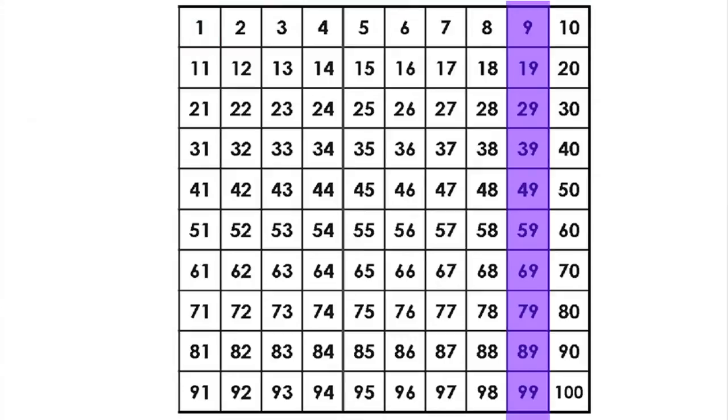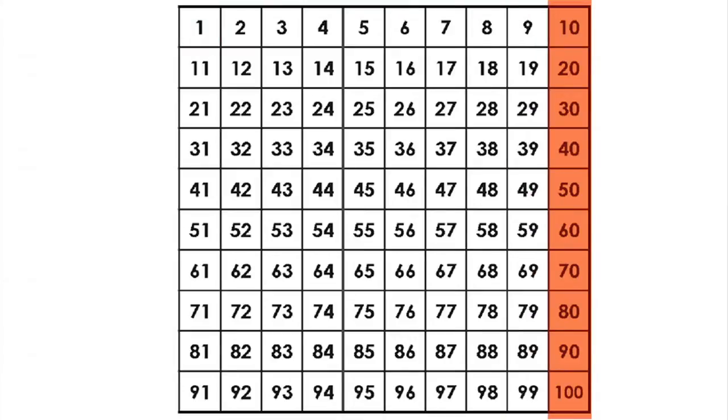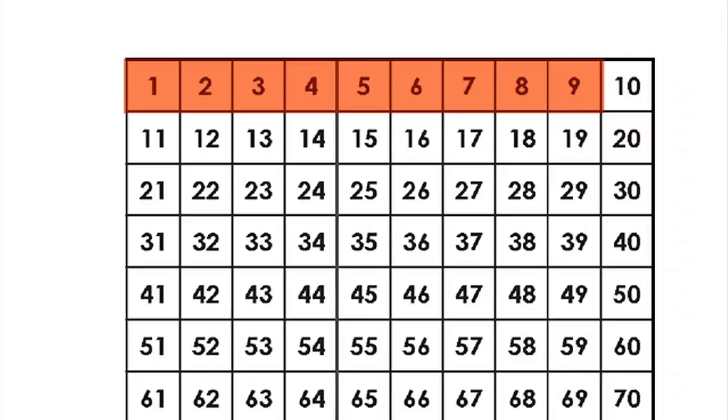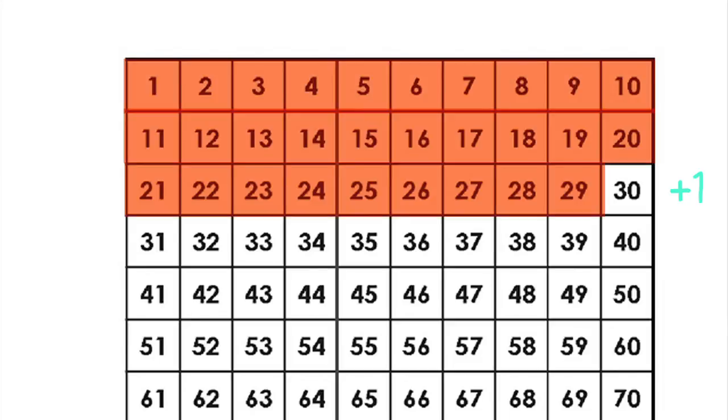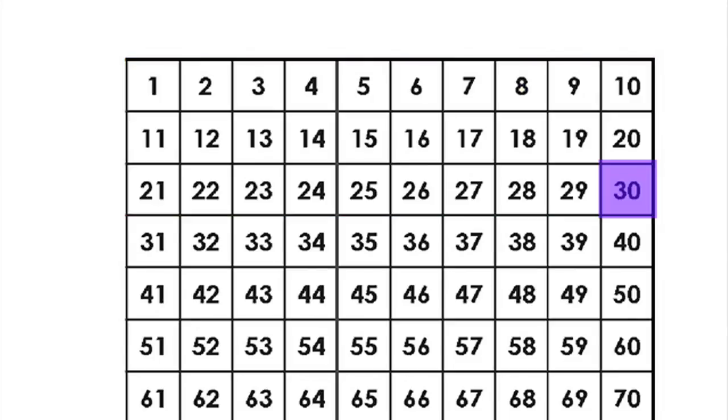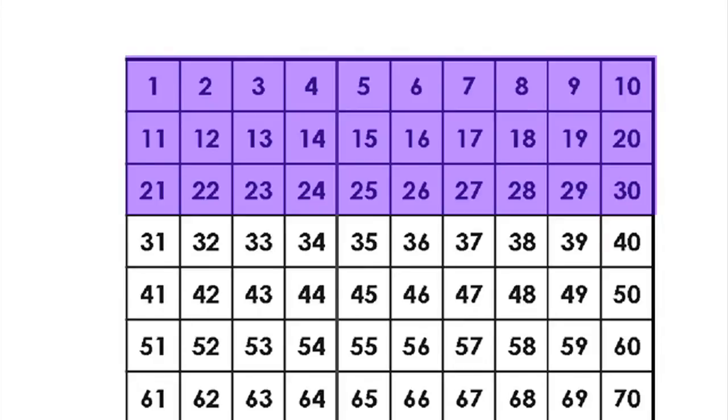Numbers that end in 9 need one more to make a new group of 10. So, 9 plus 1 equals 10. 19 plus 1 equals 2 tens, or 20. 29 plus 1 equals 3 tens, or 30.